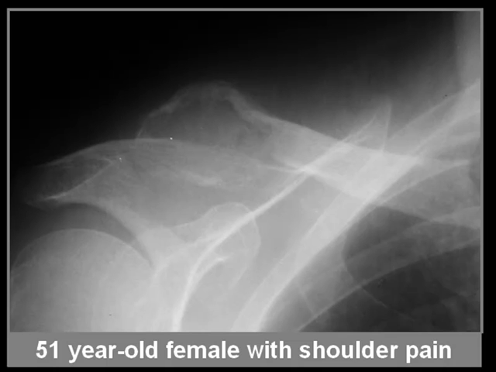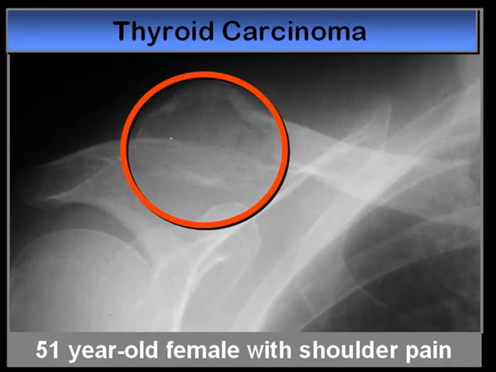Well, due to the expanded nature of this lytic lesion, the two most likely primaries would be either renal cell carcinoma or thyroid carcinoma. This is a patient with metastatic thyroid carcinoma.